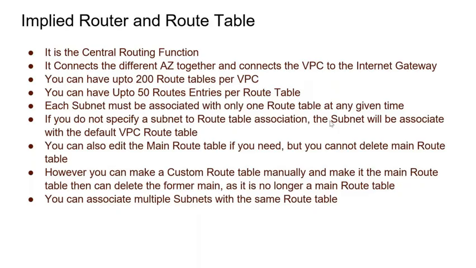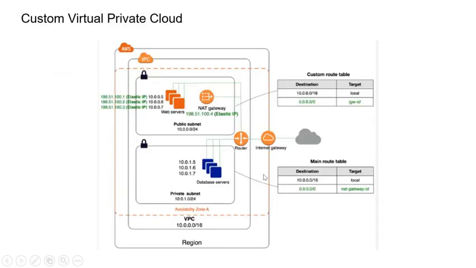Now, internet gateway or router and route table, what are those? It is the central routing function. It connects the different availability zones together and connects the VPC to the internet gateway. This router connects multiple availability zones and connects the complete VPC to the internet gateway. That is the use of the router.